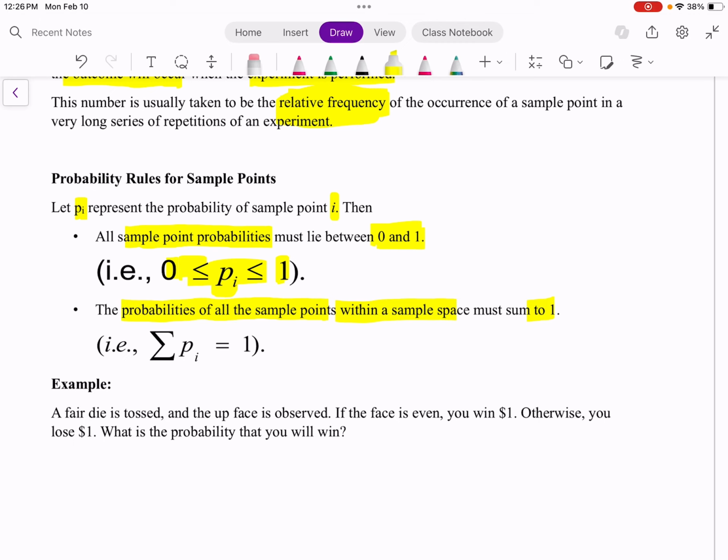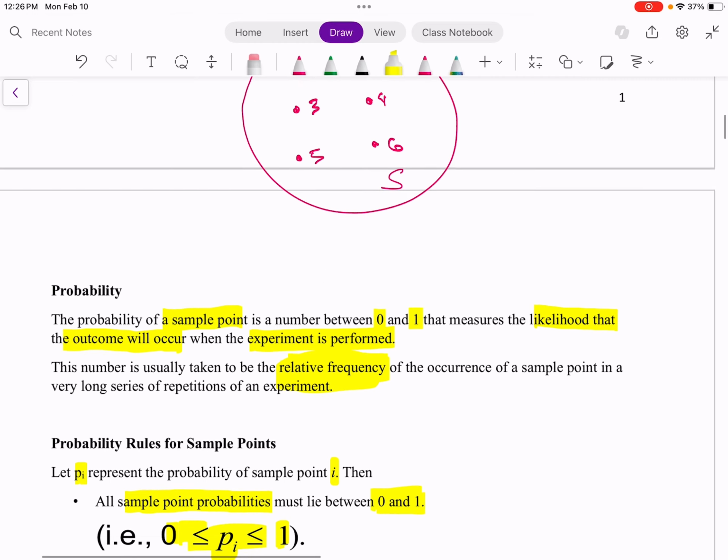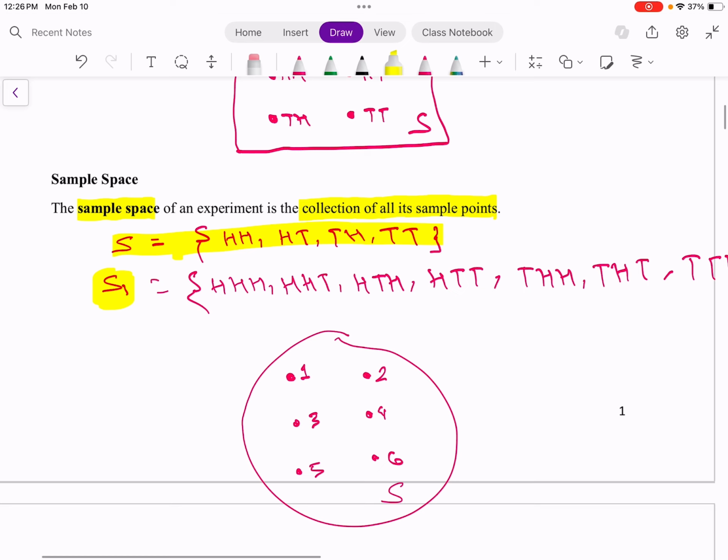And when you add the probabilities of each sample point, the sum has to always equal 1. So the summation of pi, the probability of a sample point, the summation of probabilities of all sample points is always equal to 1. Here we have 4 sample points, right? We will learn how to find the probability.